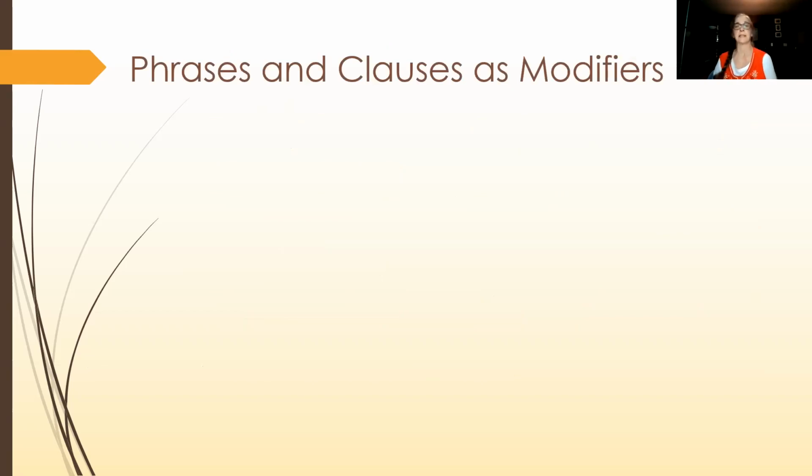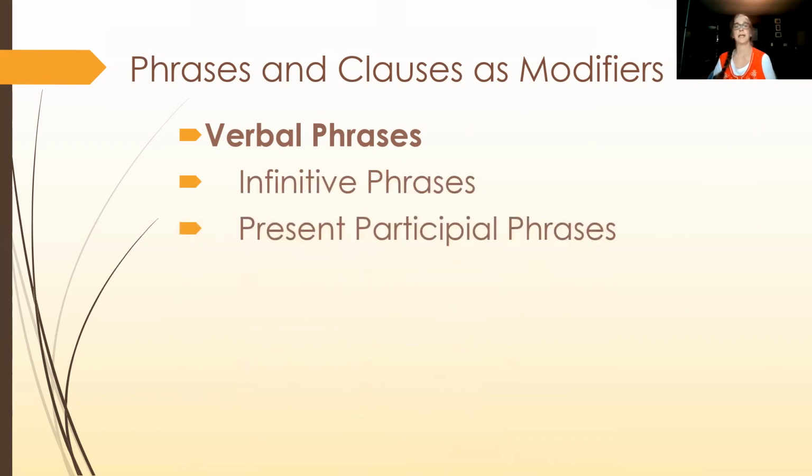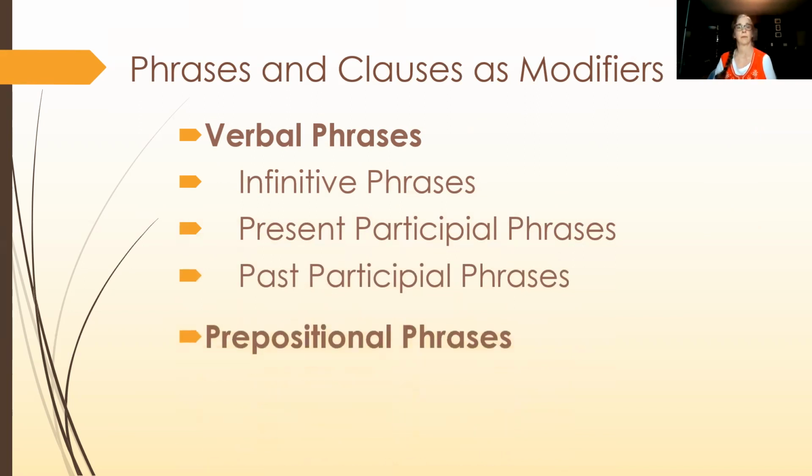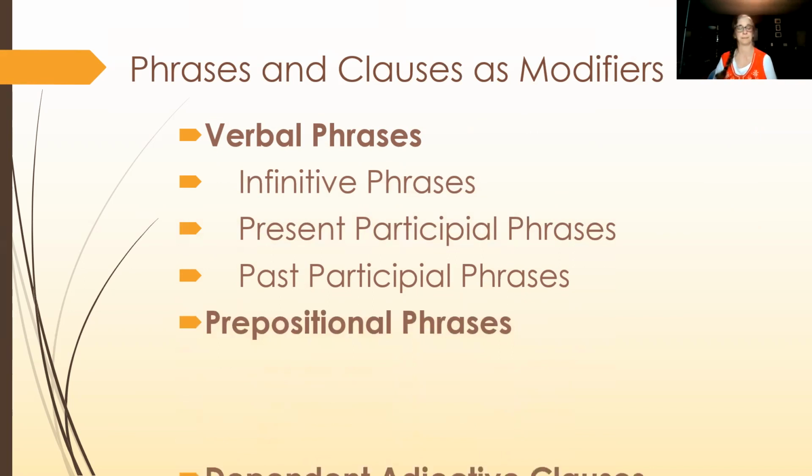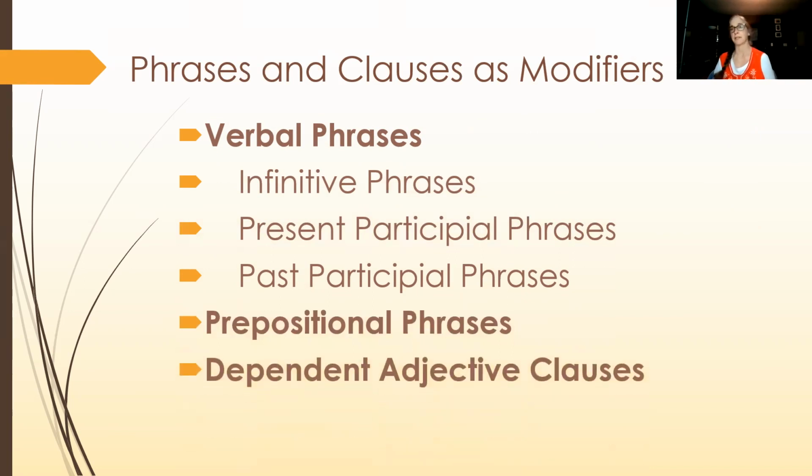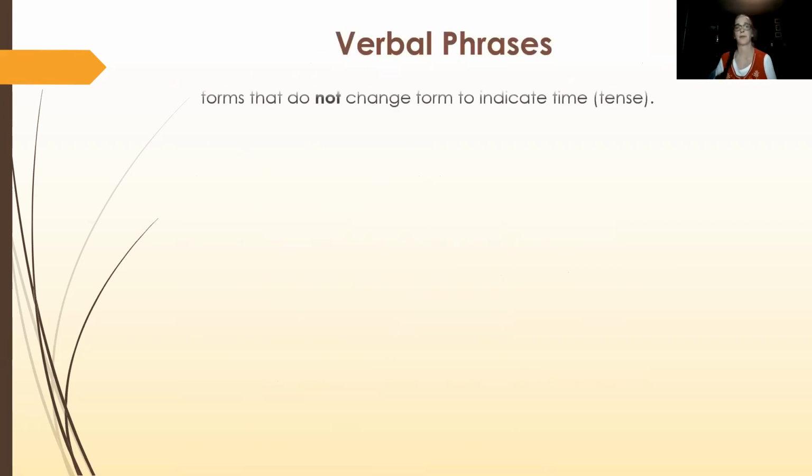Phrases and clauses as modifiers. What kind of phrases can be modifiers? All of them. Our verbal phrases, which are our infinitive phrases, our present participle phrases, and our past participle phrases. You might remember those from our workshop on verbs and verbals. Prepositional phrases. Dependent adjective clauses, which we haven't talked about a lot. We spent a lot of time on dependent clauses that start with subordinating conjunctions. Today, we're going to look at the other types of dependent clauses, the ones that begin with relative pronouns. Let's start with our verbal phrases, though.